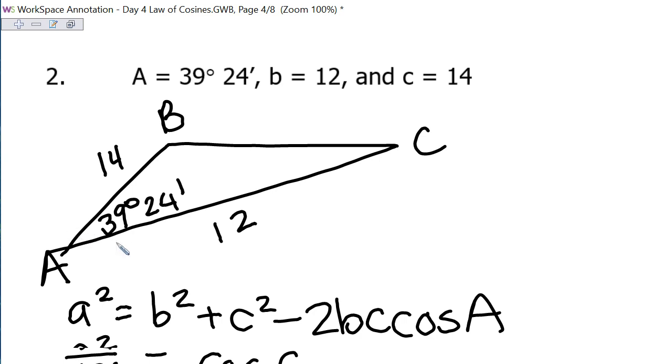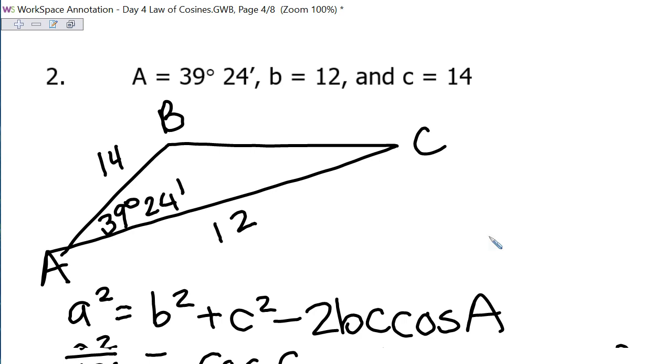equals. B is 12, so 12 squared is 144 plus C is 14, so 14 squared is 196 minus 2 times 12 times 14 cosine of 39 degrees, 24 minutes. Now this is calculator work.